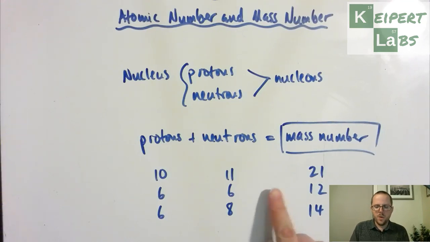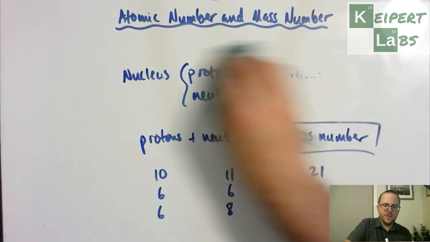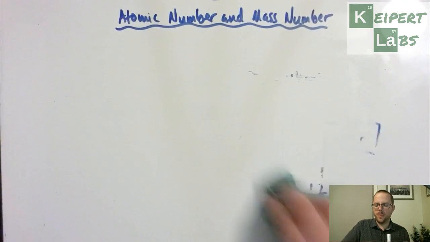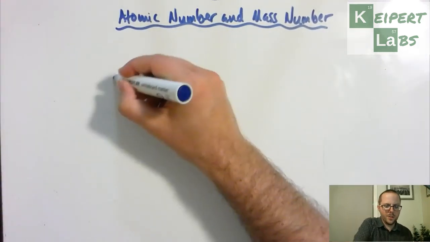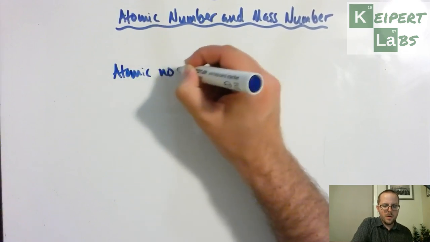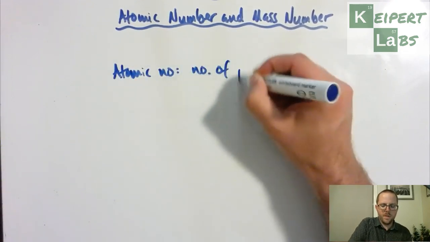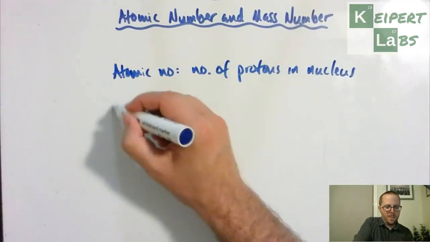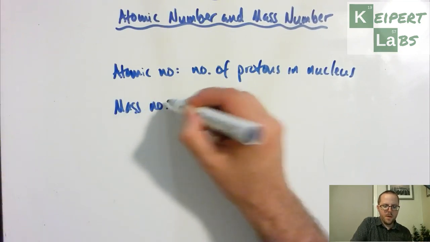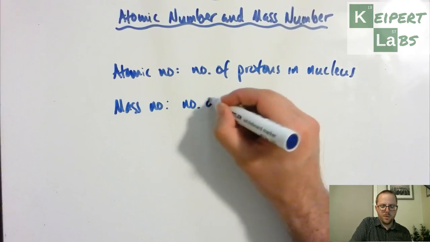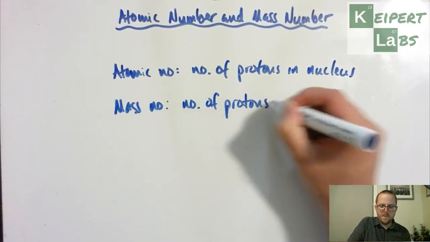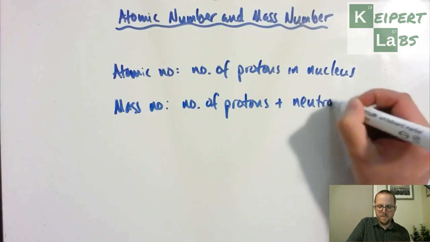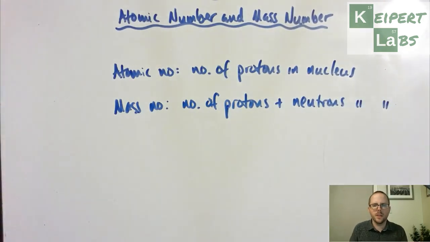So what we've seen is that we use two key terms to describe properties of an atom. We talk about atomic number, which refers to the number of protons in the nucleus, and then mass number, which refers to the number of protons plus neutrons in the nucleus. So these are two key ideas.